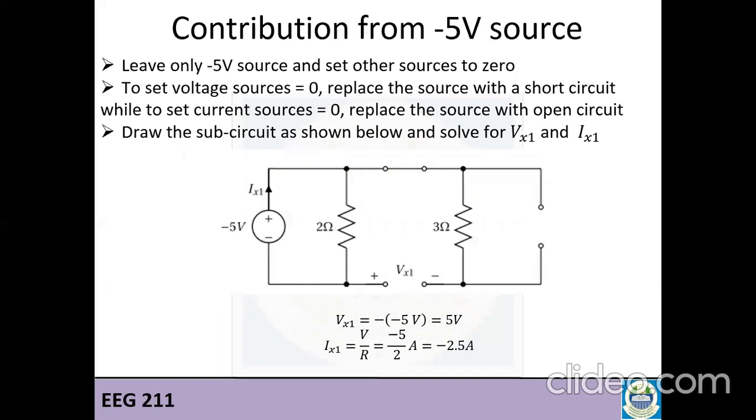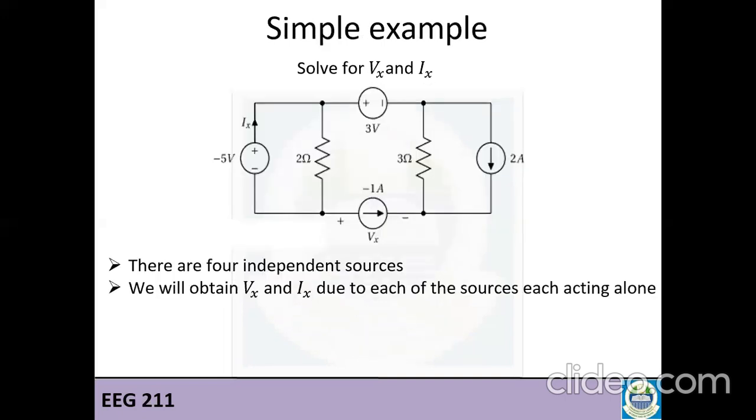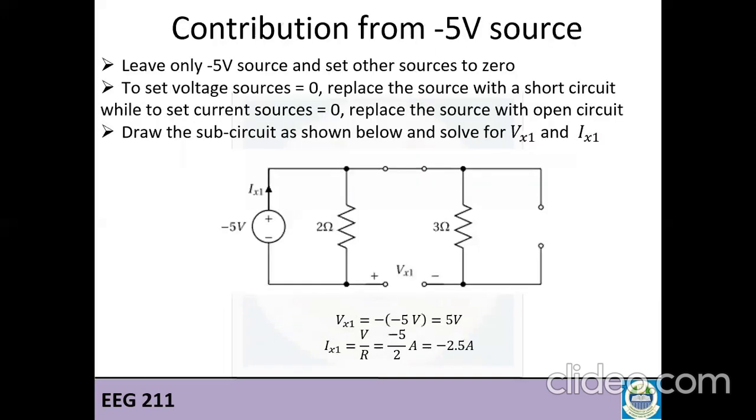So we will start with, let me go back a little bit, the minus 5 volt independent source. That means we leave the minus 5 volt independent source alone and we set all other sources to 0. Remember, to set voltage sources to 0, you replace them with a what? With a short circuit. That is why the 2 volt voltage source here is replaced with a short circuit, whereas the current sources are replaced with open circuits.